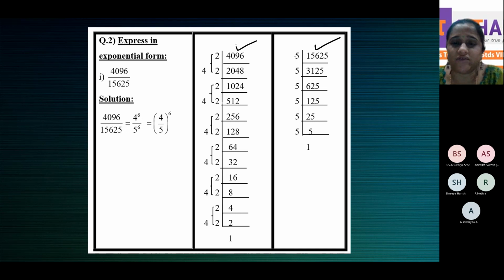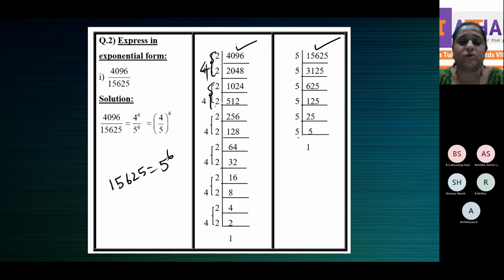Now, how many fives you have here? 1, 2, 3, 4, 5, 6. Which means 15,625 is 5 to the power 6. But here, how many 2's are there? 12 2's. But you need to write it to the power 6. So 2 2's make a 4.